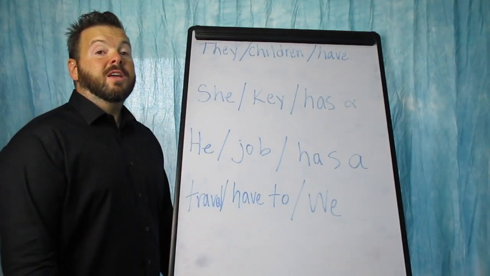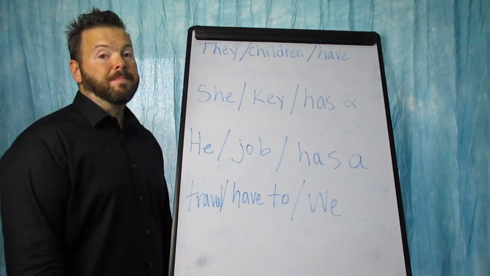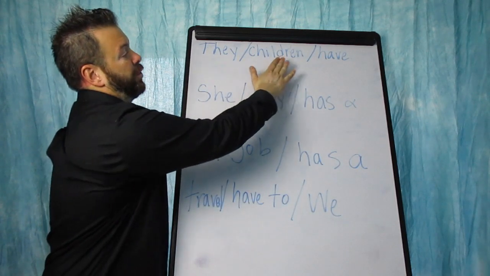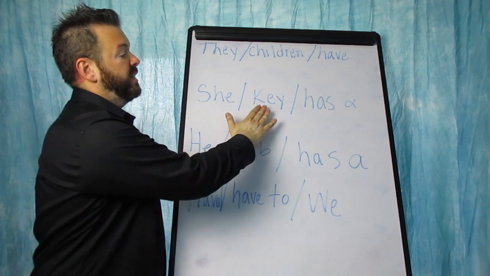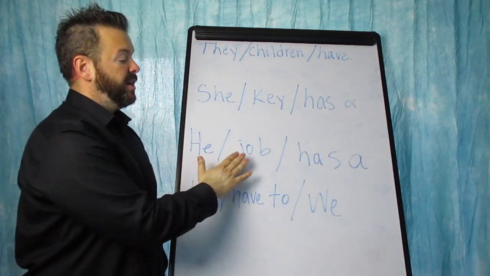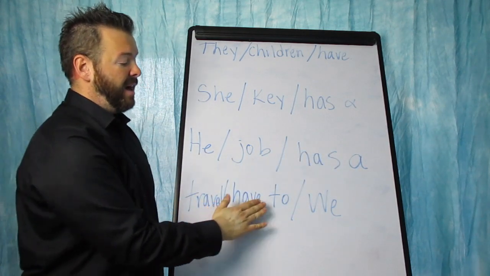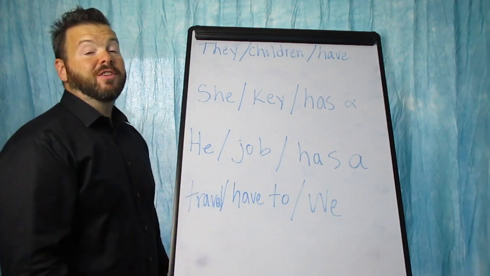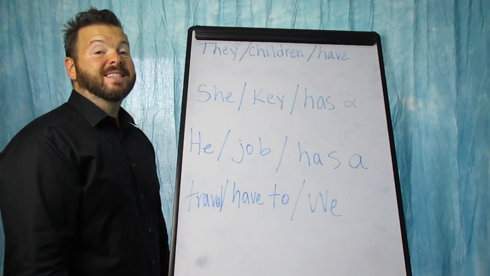Okay. Here are some words. We will make sentences out of them. Let me read them to you first. They, children, have. She, has a. He, job, has a. Travel, have to, we. Pause the video here, write everything down, and when you return, we will do the sentences together.